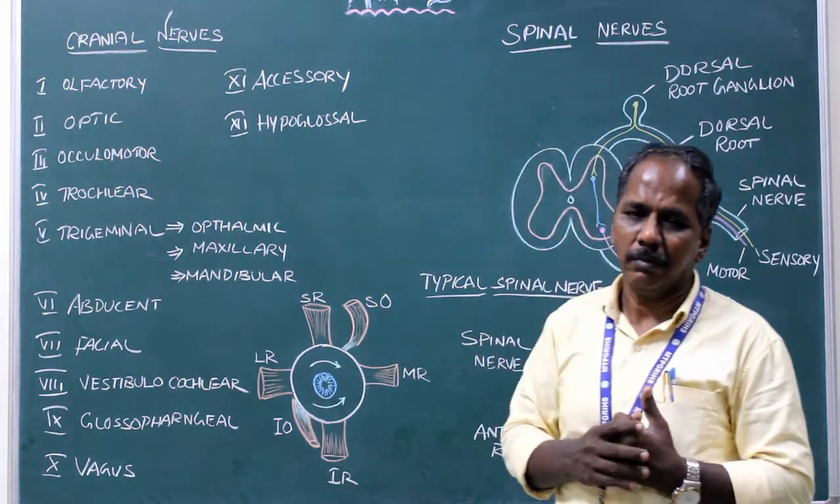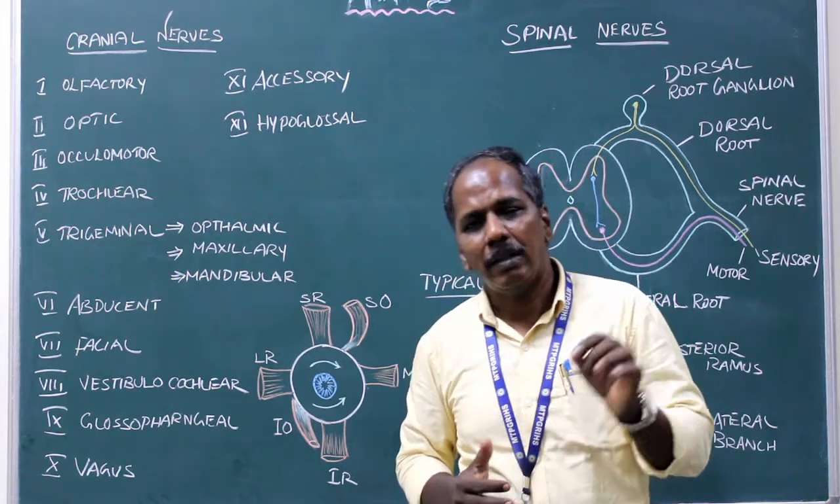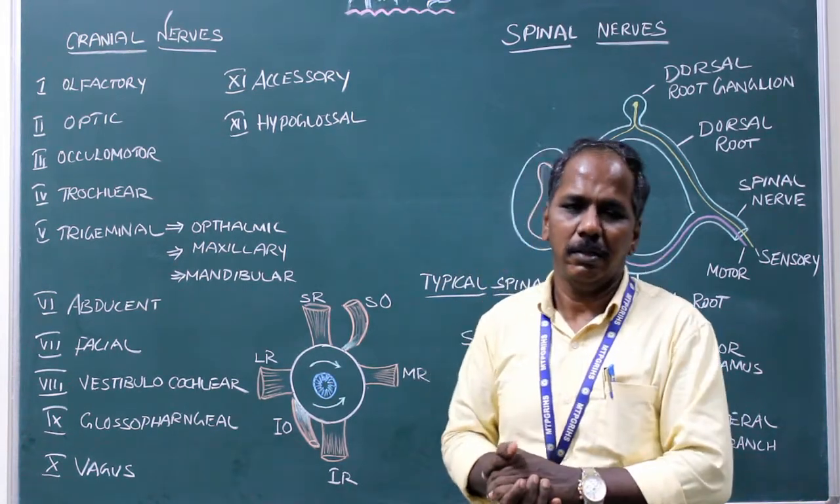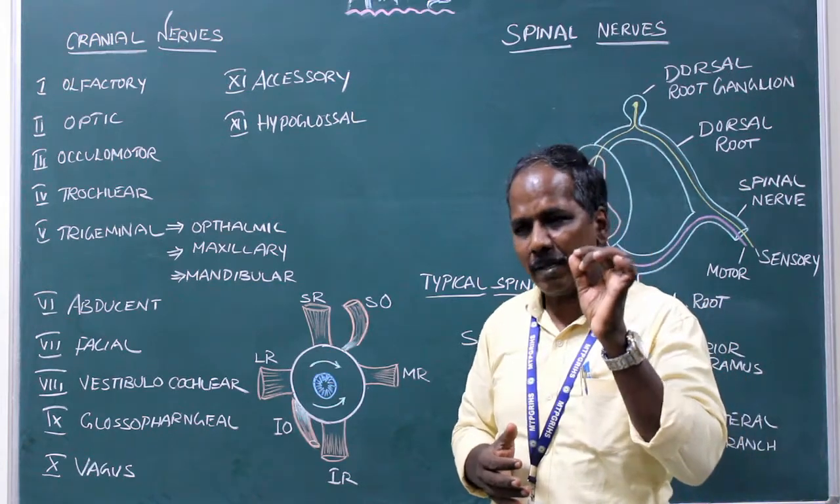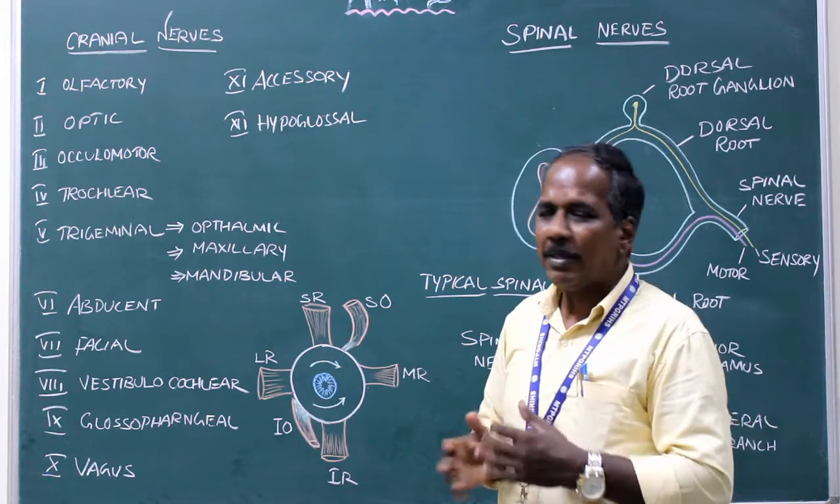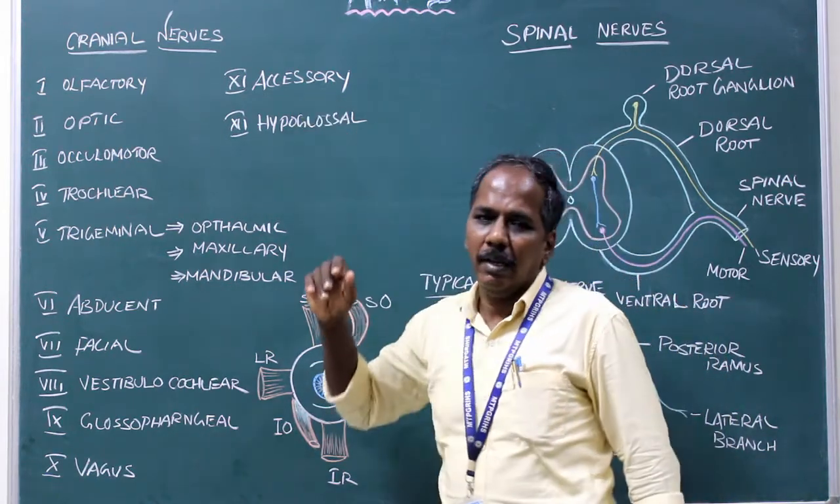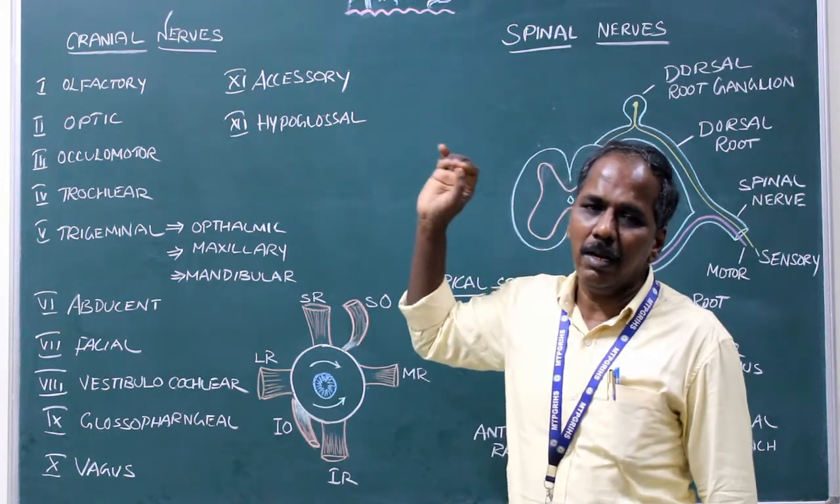Hypoglossal nerve. It is the 12th cranial nerve and it is motor. It supplies all the muscles of the tongue except palatoglossus, which is supplied by the cranial part of the accessory nerve, that is the 11th cranial nerve.